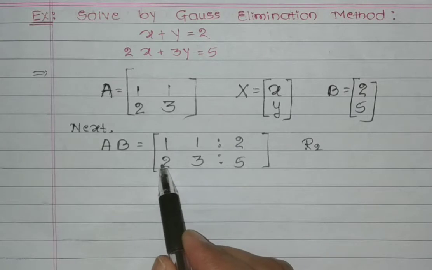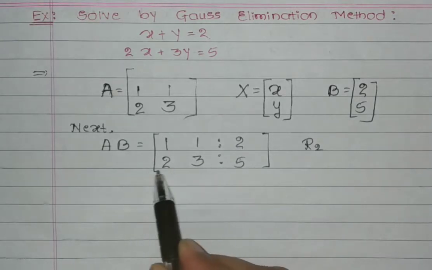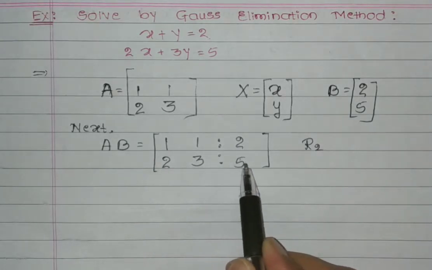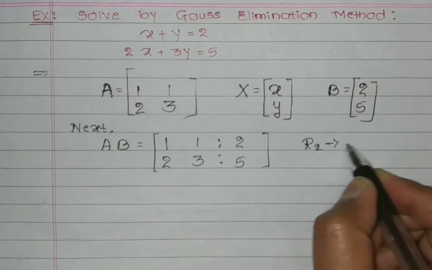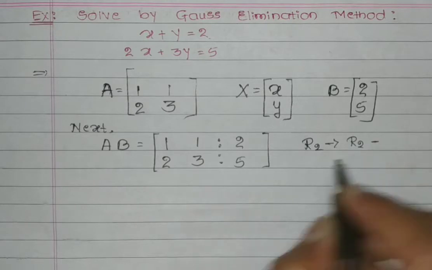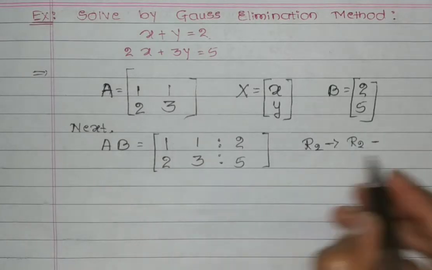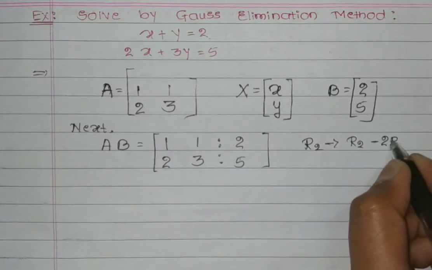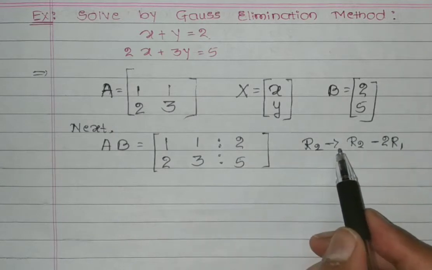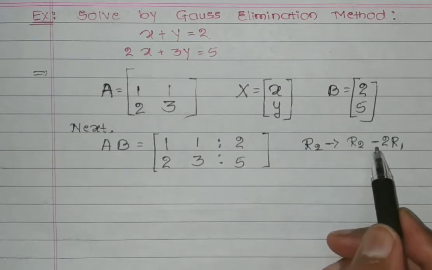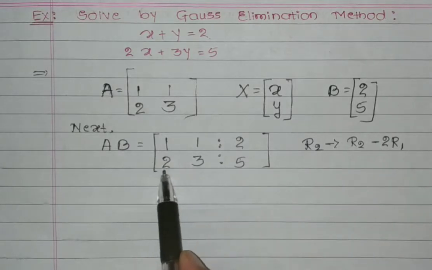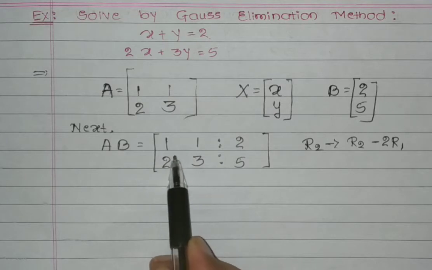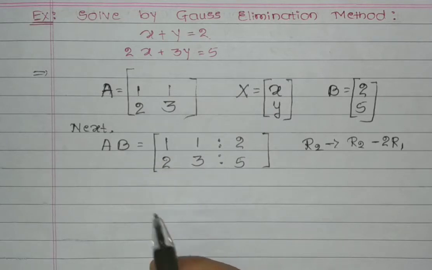Observe here, 2 belongs to the second row. It means we have to apply the row operation to the second row. So here R2 changes to R2 minus 2 times R1. With the help of this row transformation, R2 changes to R2 minus 2 times R1, we can easily convert this lower term below the diagonal, this 2, to 0.